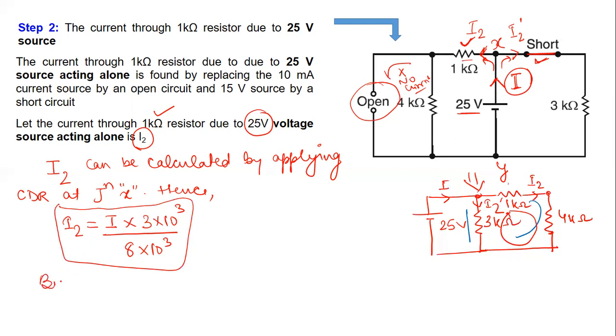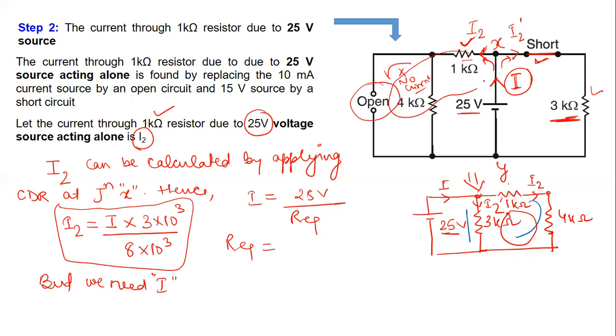But we need I. Hence, what is I? I is equal to this 25-volt source divided by R equivalent. Now, what is R equivalent here? This is the 3 kilo ohm resistance. So R equivalent is 4k ohm plus 1k ohm. These two are in series and the combination is in parallel with 3k ohm.